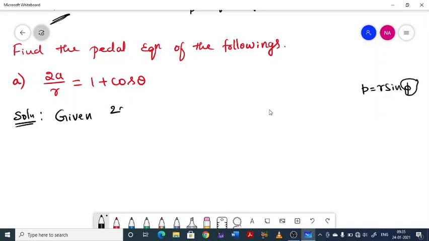Solution. Given 2a by r equal to 1 plus cos theta. Taking log on both sides.